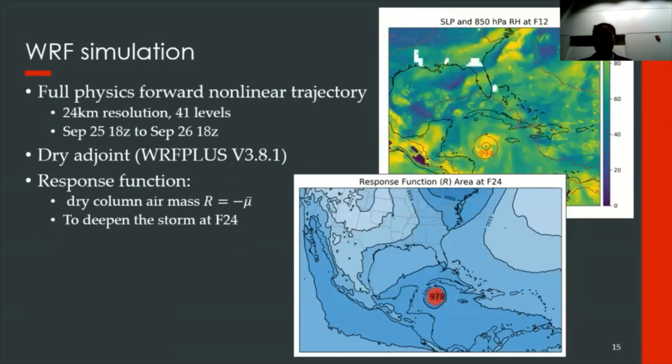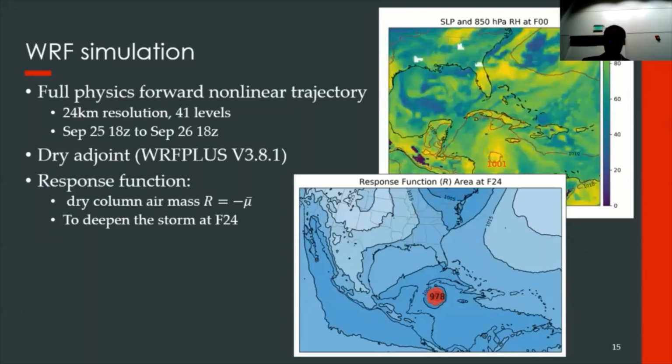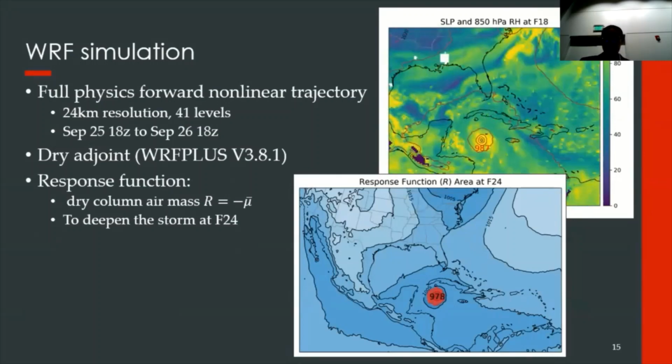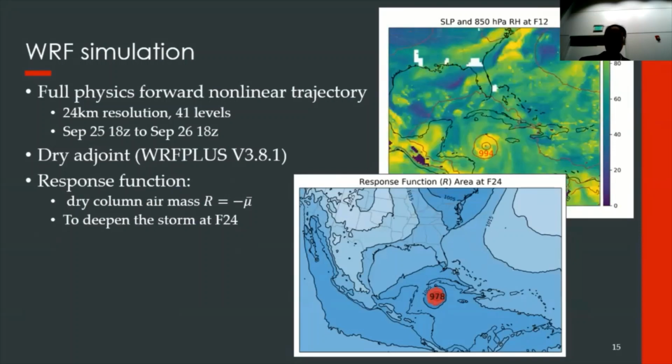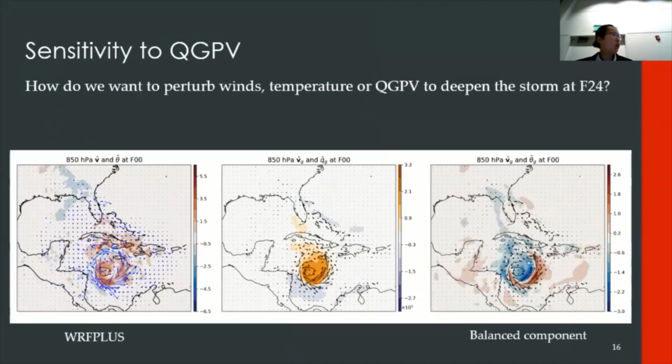area. That is to say, we want to deepen the storm at the final time, and we want to see how to perturb it, or where is the most sensitive area for the storm to deepen in a later hour. And because the adjoint goes backwards, I'm showing all these plots in the backward sense. On the left, you can see the sensitivity to winds and to temperature. Winds is in arrows and temperature is shaded, from the WRF Plus output.